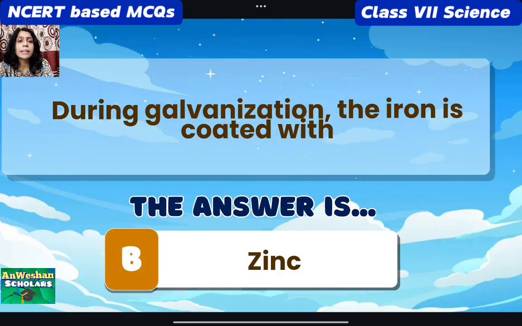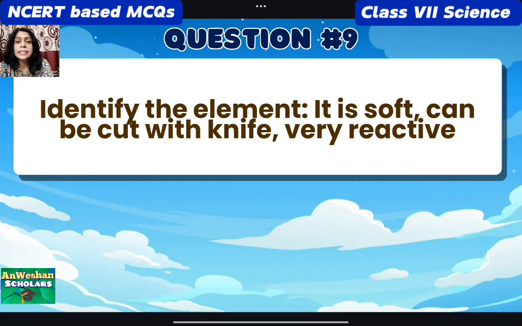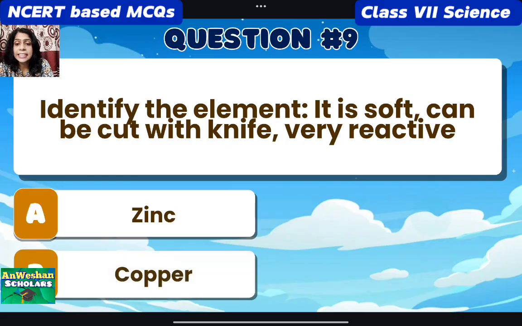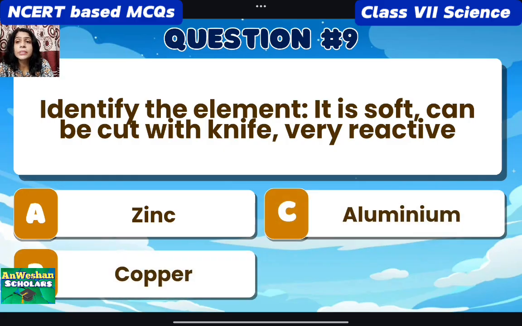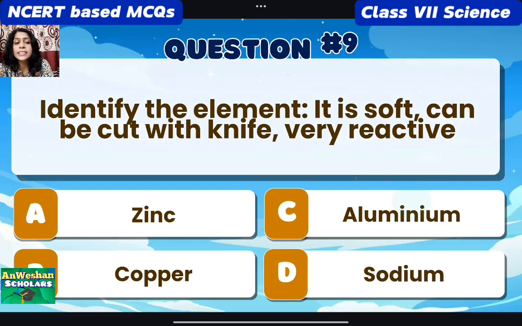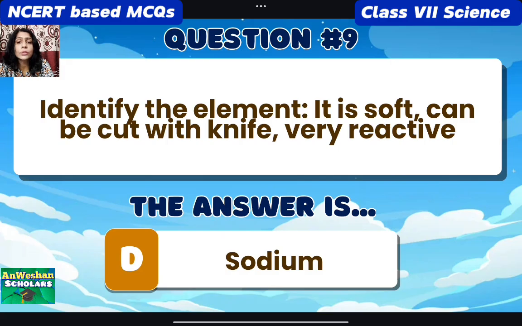So now question number 9. Question number 9 is, identify the element. It is soft, can be cut with a knife, and it is very reactive. So the element might be option A, zinc. Option B, copper. Option C, aluminium. Option D, sodium. Yes, so it is soft, it can be cut with a knife and very vigorously reacts with both air and water. What is it? Yes, it is option D, sodium. Sodium is soft, can be cut with a knife and is very reactive.